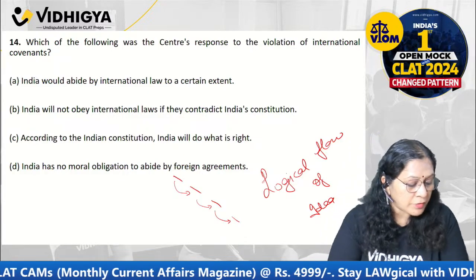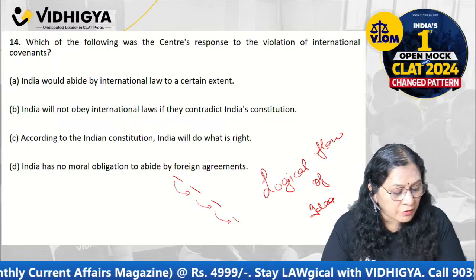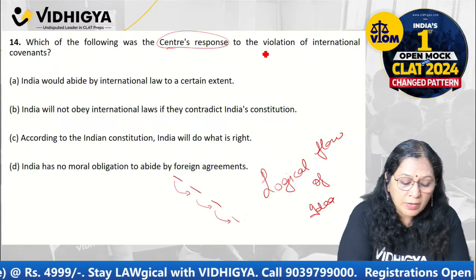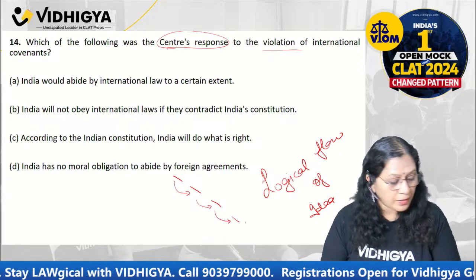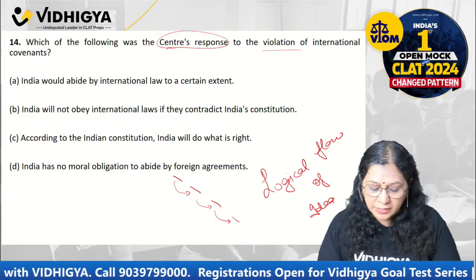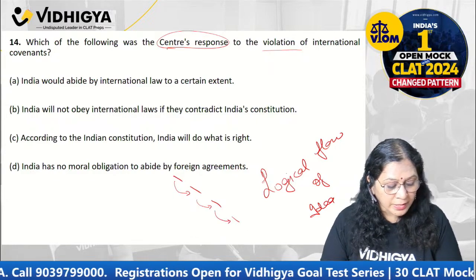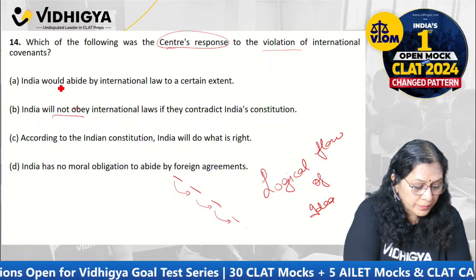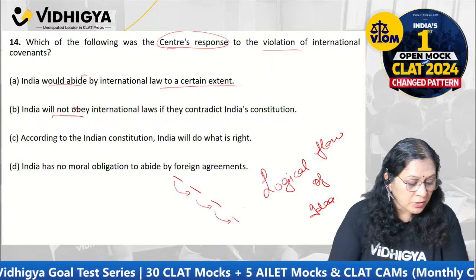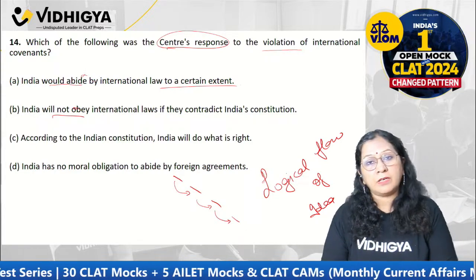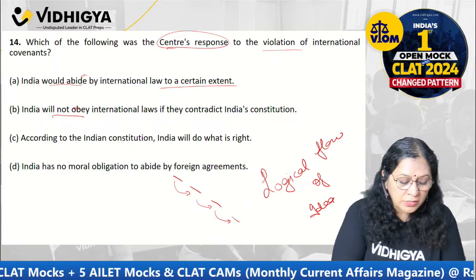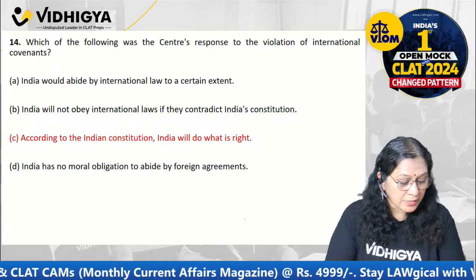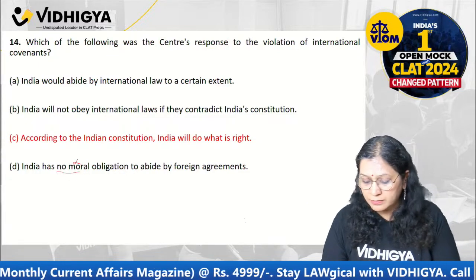ठीक है. Chalo, which of the following was the center's response to the violation of international covenants? Covenants, as I said earlier, pacts. So, center's response to the violation of this. India would abide by international law to a certain extent. India will not obey international laws if they contradict India's constitution. Would abide to a certain extent. Or according to the Indian constitution, India will do what is right. इंडियन कॉन्स्टिट्यूशन के हिसाब से जो सही है वो करेगी. India has no moral obligation, ये तो उसने नहीं कहा था.